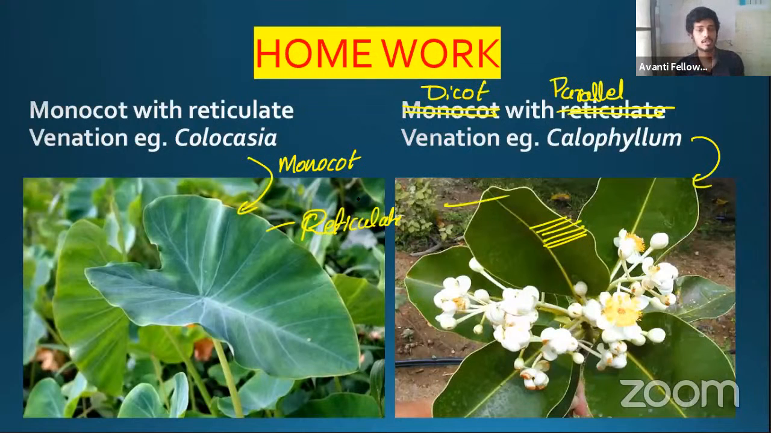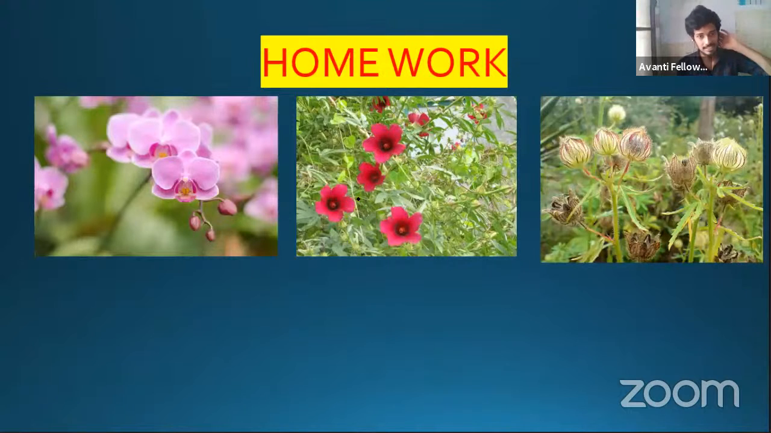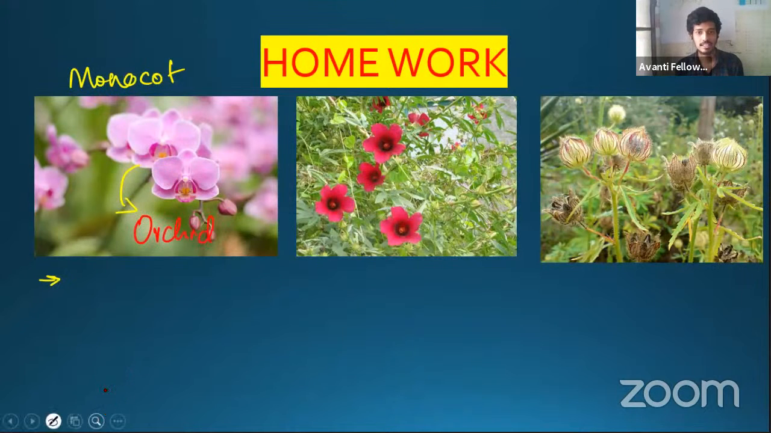We will move on to the second homework. Can you name any 10 monocot plants? I told you to check any 10 monocot plant names, right? Can you tell me any 10? Monocot example. What you can see here is an orchid. We discussed a little bit about this, right?